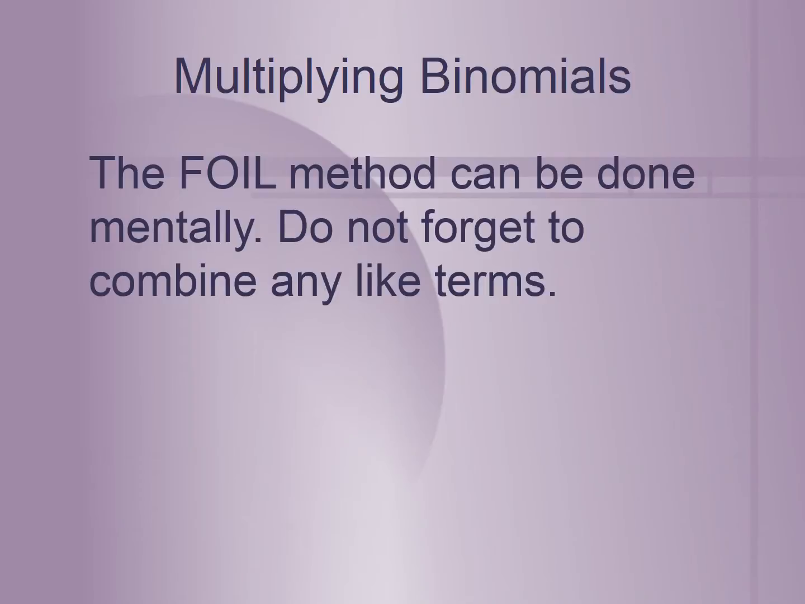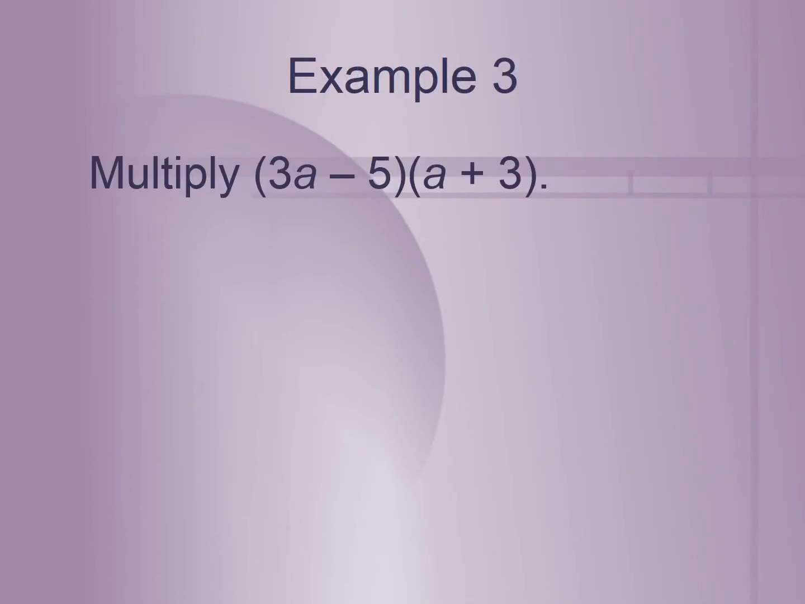I will do some examples to show what it looks like once you are able to do it mentally. Example 3 will multiply 3a minus 5 times a plus 3. So mentally I'm thinking F for first, so 3a times a is 3a squared. And then I'll think the next letter in FOIL is O, which is my outer. So I have 3a times 3, which is 9a. And then I think the next letter in FOIL is I, which is inner. So that would be negative 5 times a.